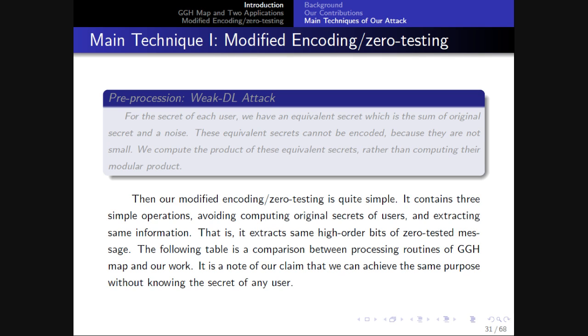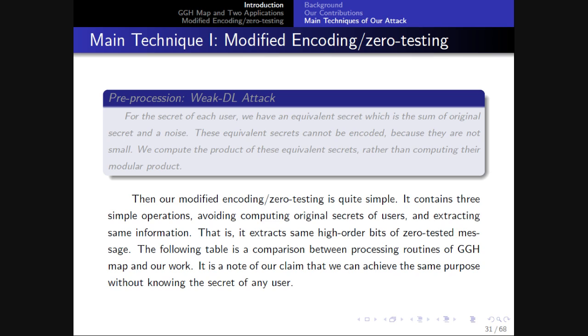Then our modified encoding zero testing is quite simple. It contains three simple operations: avoiding computing original secrets of users and extracting same information. That is, it extracts same high order bits of zero tested message.